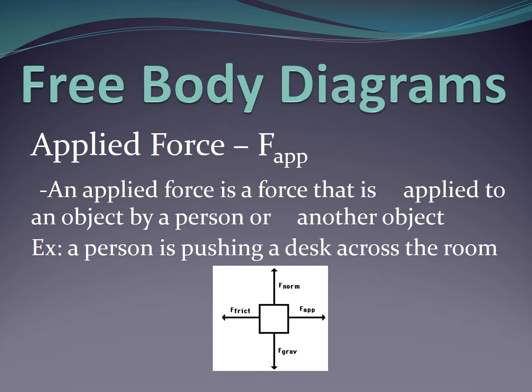One of the first ones is applied force, and this one's very simple. It's simply the force that you're applying to an object or to another person. For example, a person is pushing a desk across a room, so this is your applied force. Okay, and remember, with every force, there has to be something opposite of it. That's why in this picture, if you notice, we have applied force, but we also have a frictional force counteracting that, and we'll go into that a little bit.